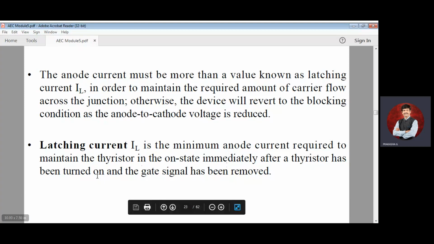Immediately after the thyristor has been turned on and the gate signal has been removed, we have removed the gate signal, IG removed. After that, your thyristor should stay in the on state. That is what you are going to call the latching current.